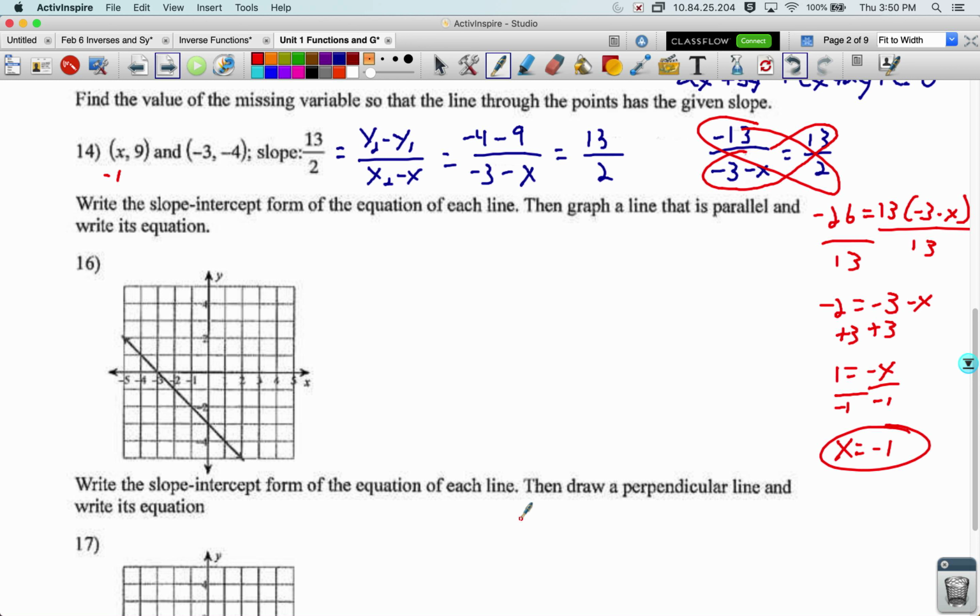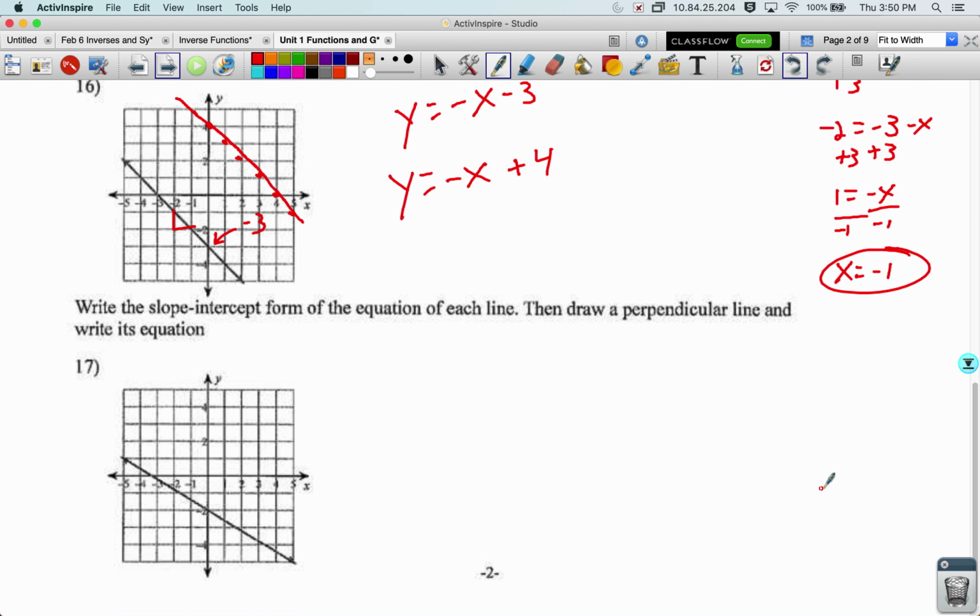All right, write the slope-intercept form of the equation of this line. Well, let's look at where it crosses the y-axis. That's -3. Let's look at the slope by doing a slope triangle. Down 1 over 1. That's the slope of -1. So y equals -x minus 3. Then graph a line that's parallel. Well, the only thing that matters is that I keep that same slope of -1. And then I can make its y-intercept wherever I want. I can put it up at 4, keep the slope of -1, and this is going to look like 2 parallel lines.